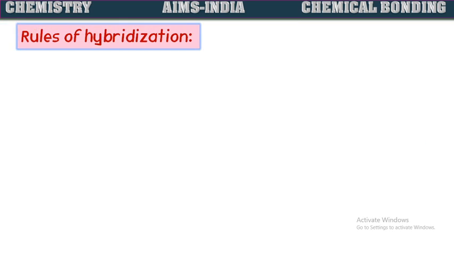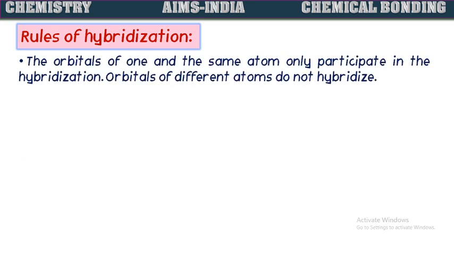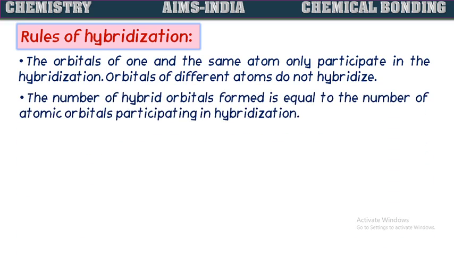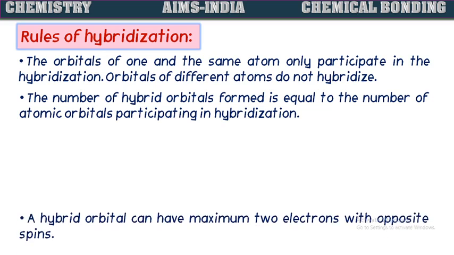So, the rules of hybridization to understand. The orbitals of one and the same atom only participate in the hybridization. Orbitals of different atoms do not hybridize. That means the orbitals present in the same atom intermix with each other to form hybridization. The number of hybrid orbitals formed is equal to the number of atomic orbitals participating in the hybridization. That means however many orbitals are intermixing, the same number of new hybridized orbitals will be formed.